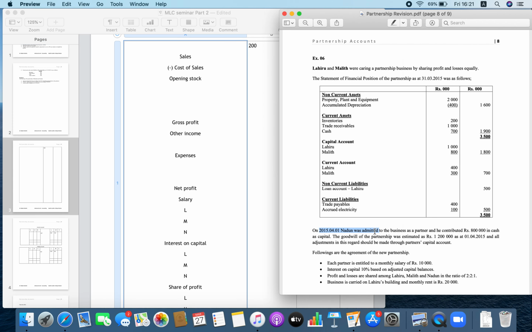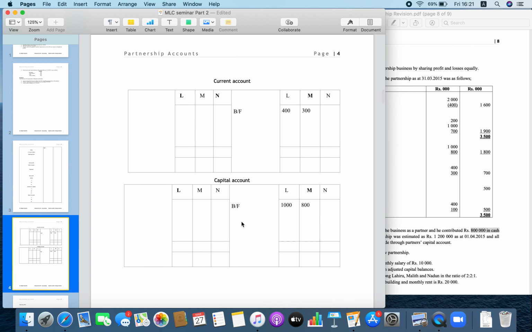Right, so Nadun was admitted on the first day and he contributed 800,000 as capital. Now remember point number 1, a partner is investing capital. So obviously you have to go and mark this in your capital account. So guys, go to your capital account. Nadun is investing 800,000 as cash. So please write the details over here, cash, and mark over here 800.